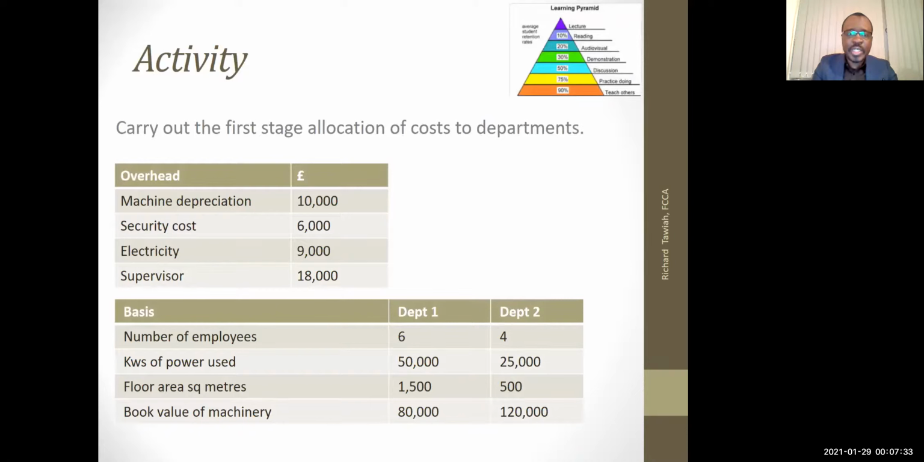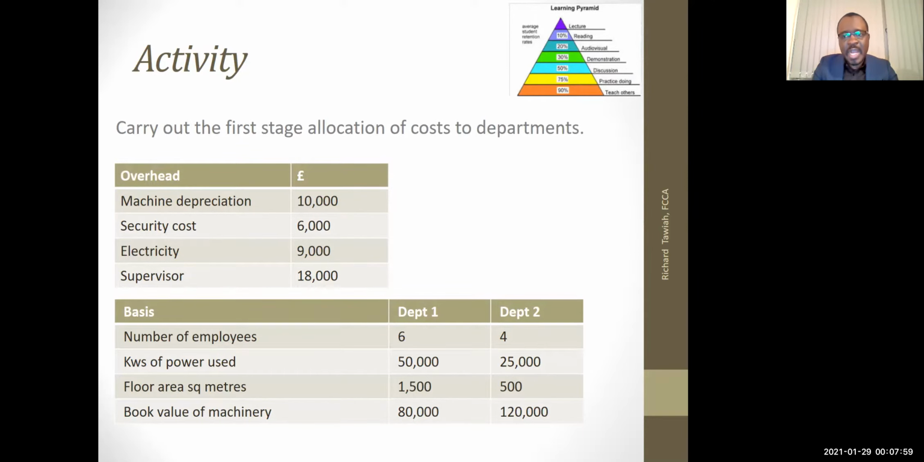So we have depreciation for a product, security cost, electricity, and supervisor. Look at the basis, the drivers. The question is, which one would you allocate to which cost above? Number of employees, I will give it to supervisor. Quite easy, straight to find it. Kilowatts of power used will go to electricity, right? Floor space, floor area per square meter.